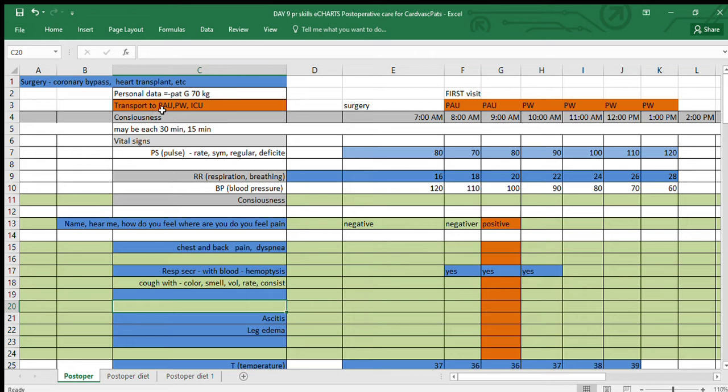And also we need to be checking the consciousness of our patient. Is our patient unconscious? Is our patient semi-conscious, slightly conscious? We need to take note of this every 15 to 30 minutes.